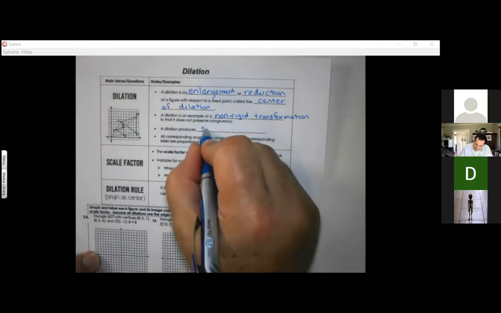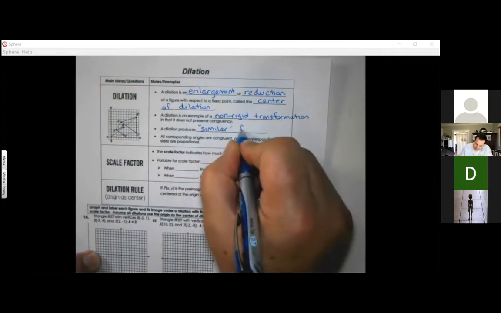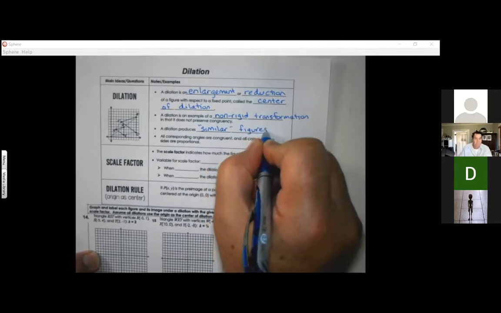A dilation produces similar figures. And that word similar is really important to us. That's going to be the core of our next unit that we'll do when we get back from President's Week break.